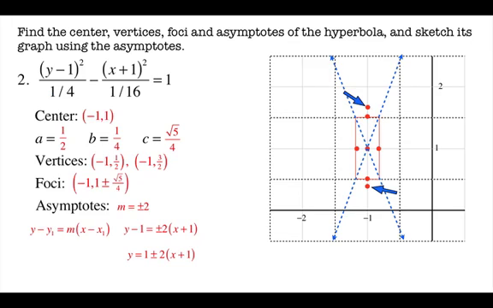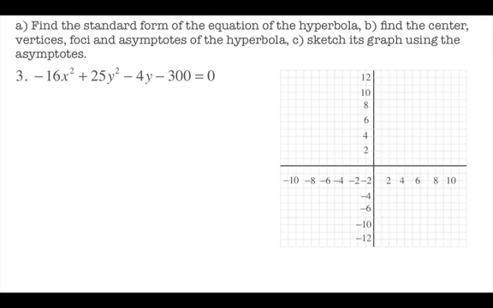Let's move on to number 3. Yes, this has 3 parts. This first part says find the standard form of the equation of the hyperbola. Part B, find the center, vertices, foci, and asymptotes of the hyperbola. And last part is graph. You should be familiar with the steps. Just pair up the variables right next to each other.